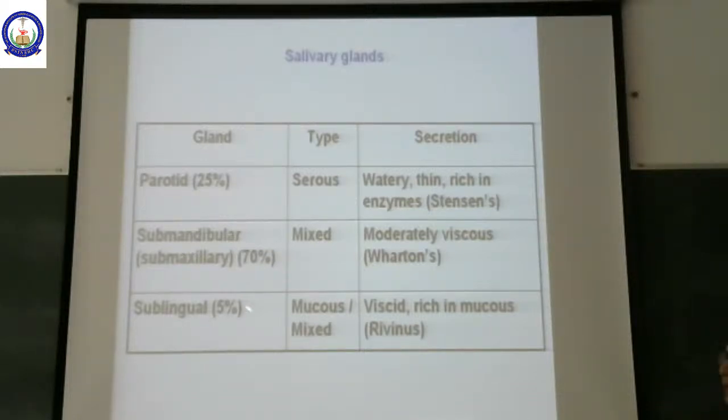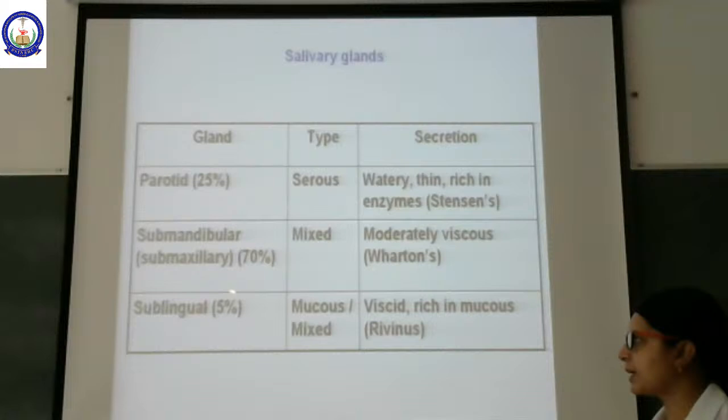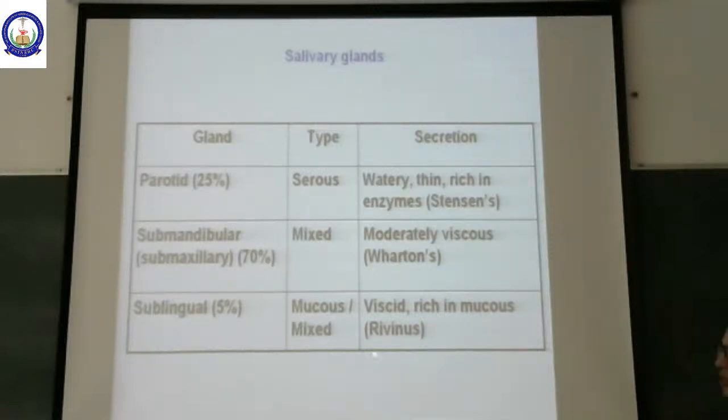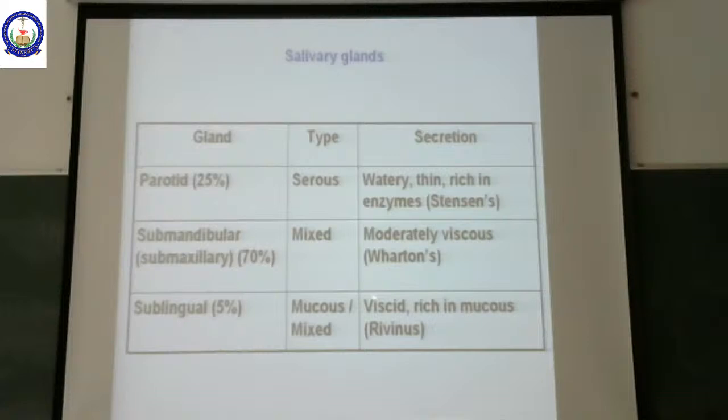Then the third is the sublingual glands. They contribute a very small percentage, only 5% of the juice. The nature of the secretion is predominantly mucus, but sometimes it may be mixed. Mucus secretions are very thick, sticky and viscid, and rich in mucin. And the duct of the sublingual gland is called the duct of Rivinus.